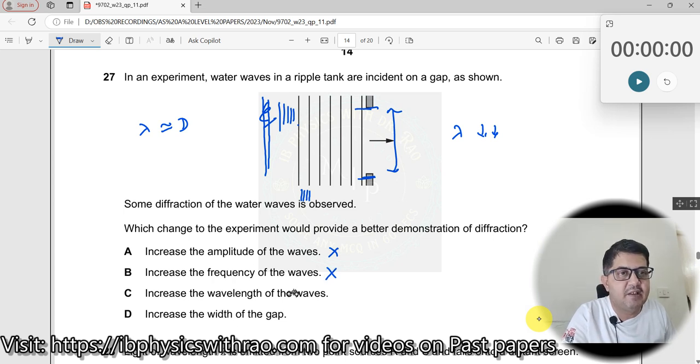Increasing the wavelength of the wave, definitely this could be a better one. Increasing the width of the gap: if you increase the width of the gap, the wavelength is already very small and the gap is much larger. Okay, so therefore this will also not work for you. So C should be your right answer.